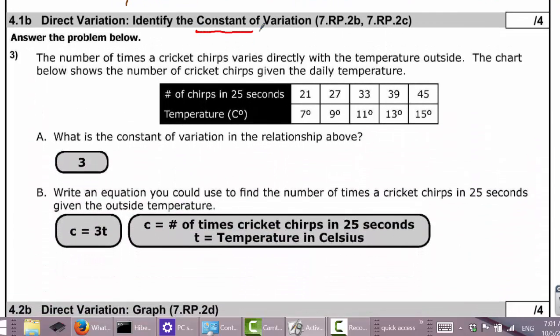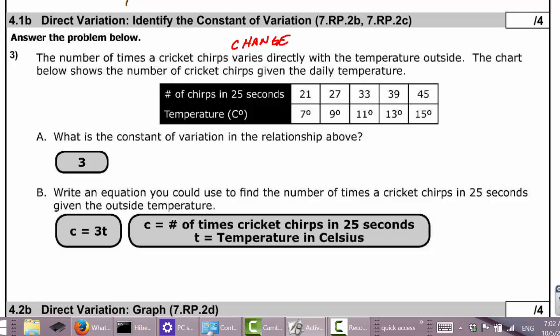So in number 3, we are studying constant of variation. Constant of variation is change. So in this case, it tells us the number of chirps varies directly with the temperature outside. Where you see that word varies, think of the word change. So there's a consistent change. That's what varies directly means. There is a consistent change.